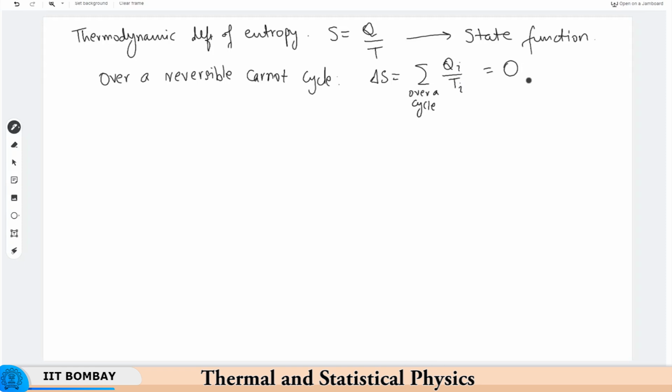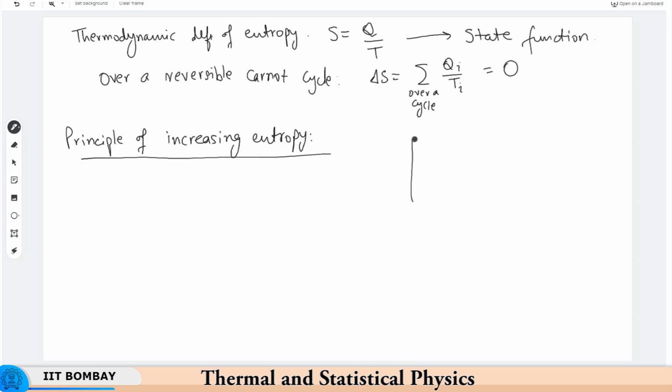And later on we also saw that this is an important quantity because it tells us the direction in which all thermodynamic processes are evolving. Towards the end of the last class we also discussed the principle of increase in entropy.